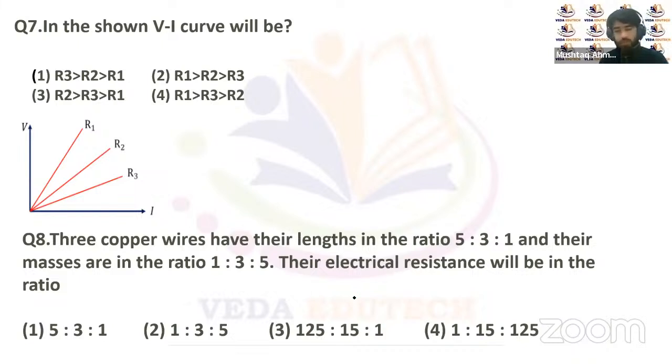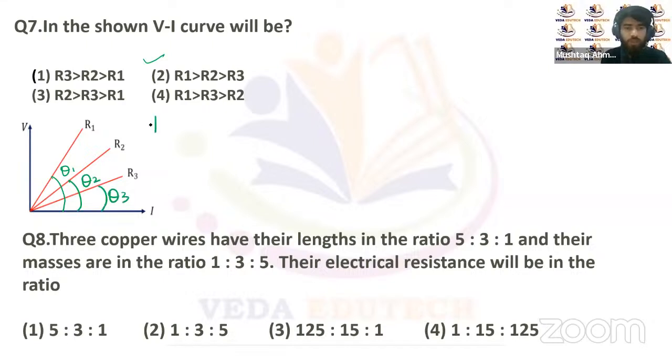Now, in question number 7, you can see here, it says that in the shown VI characteristics, or in the shown VI curve, what will be the relation between R1, R2, and R3? You can see here the slope of the VI characteristics gives us the resistance of a conductor, right? Now you can see the slope of R1 here is greater than the slope of R2, right? Let's suppose this is theta 1, this is theta 2, and this is theta 3.